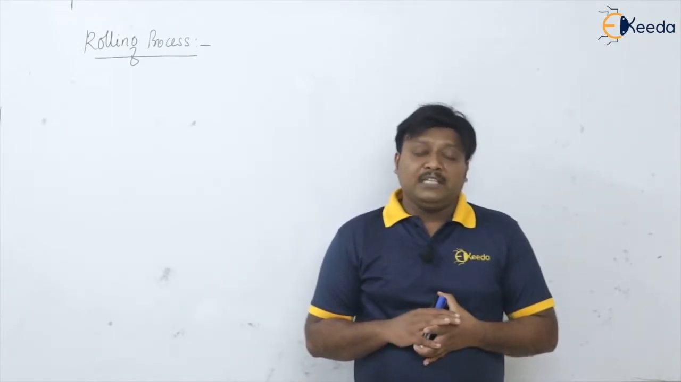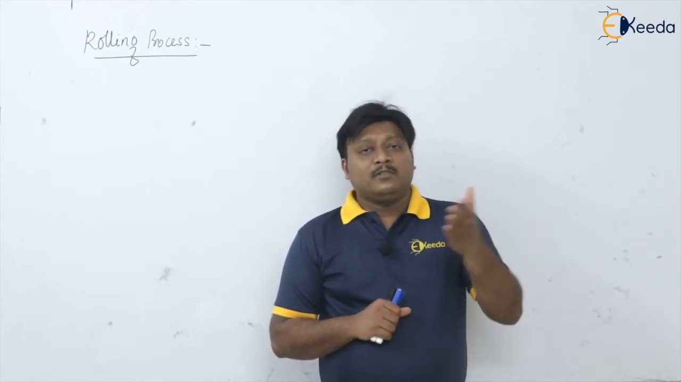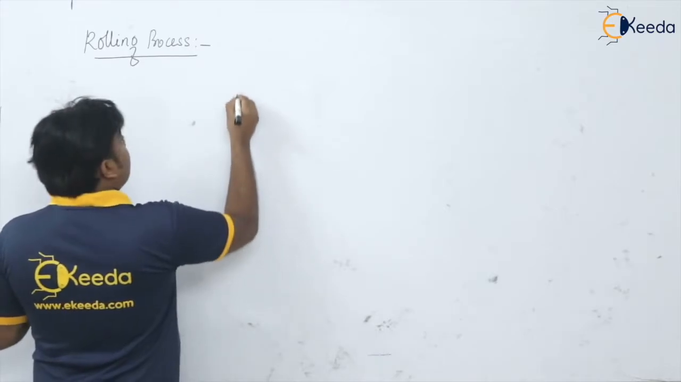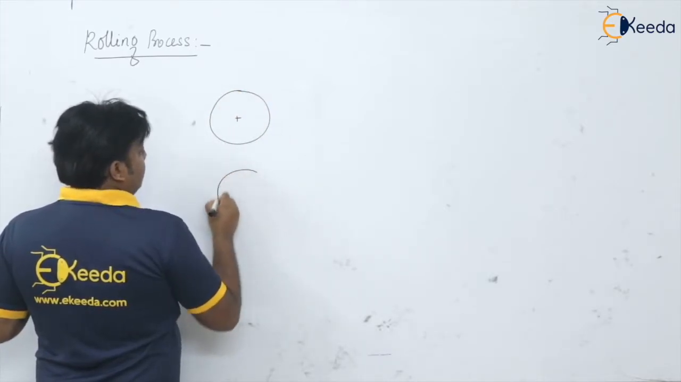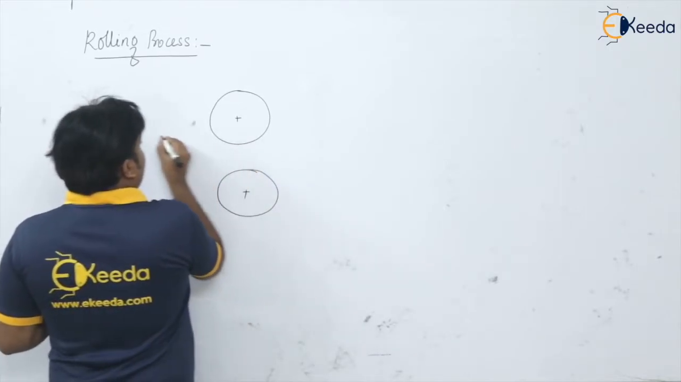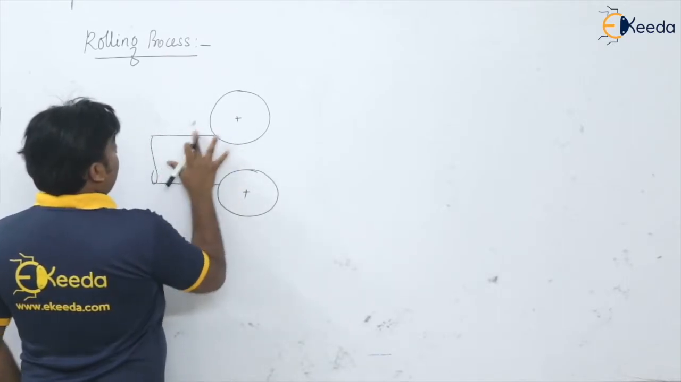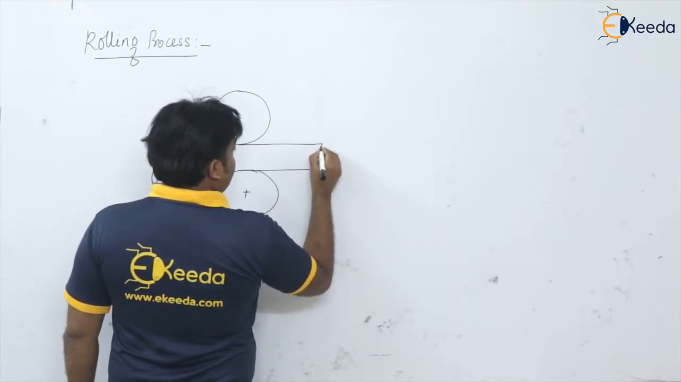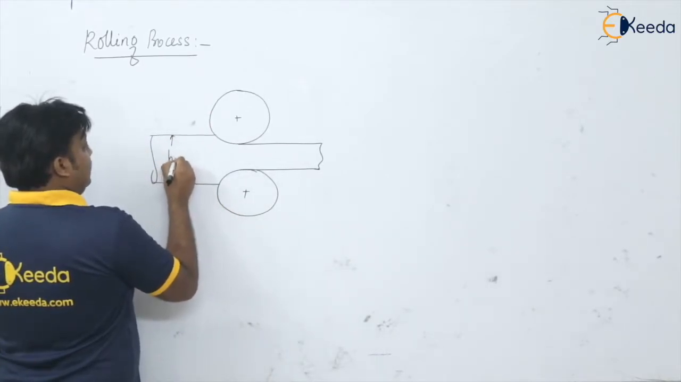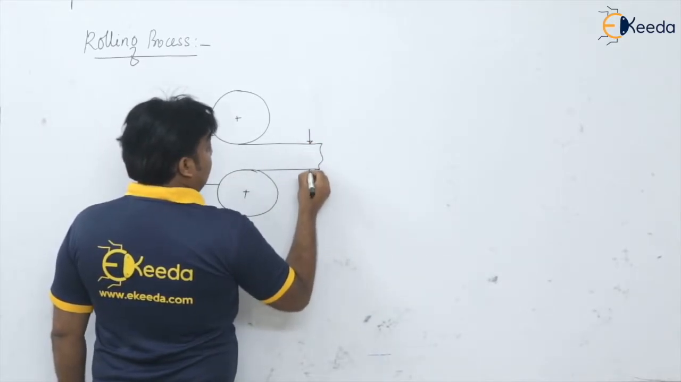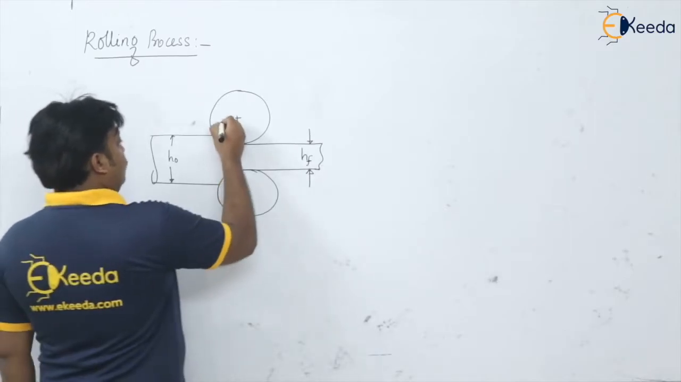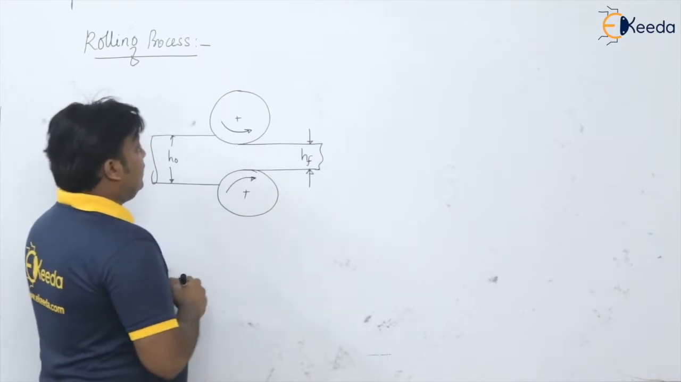Rolling is the process in which the metal is compressed between two rotating rollers to reduce its cross section. In a simple way, these are two straight cylindrical rollers we are assuming, and we are passing our ingot, plate or sheet. If this is the initial height or thickness H naught, then at the exit, at the end of the operation, this thickness is going to reduce to HF. The rollers are rotating with constant velocity. These are the two rollers.